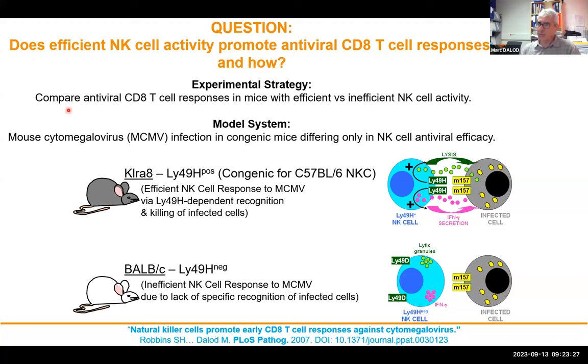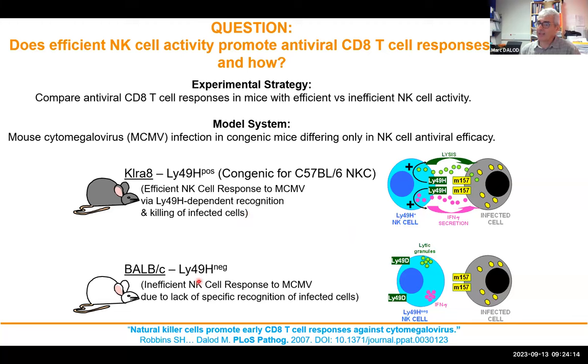So what we decided to do is to compare antiviral CD8 T cell responses in mice that were differing in the efficacy of their NK cell activity. We used mouse cytomegalovirus infection as a model in congenic mice on the B6 genetic background, but we compared mice that have an efficient NK cell response because they express an NK cell activation receptor called Ly49H, which is uniquely able to recognize the viral encoded molecule m157 that is expressed at the surface of infected cells, so that the NK cells expressing Ly49H are uniquely able to recognize MCMV infected cells and kill them in certain mouse strains. And this is key for antiviral defense and also for immunoactivation of other cell types through IFN gamma secretion.